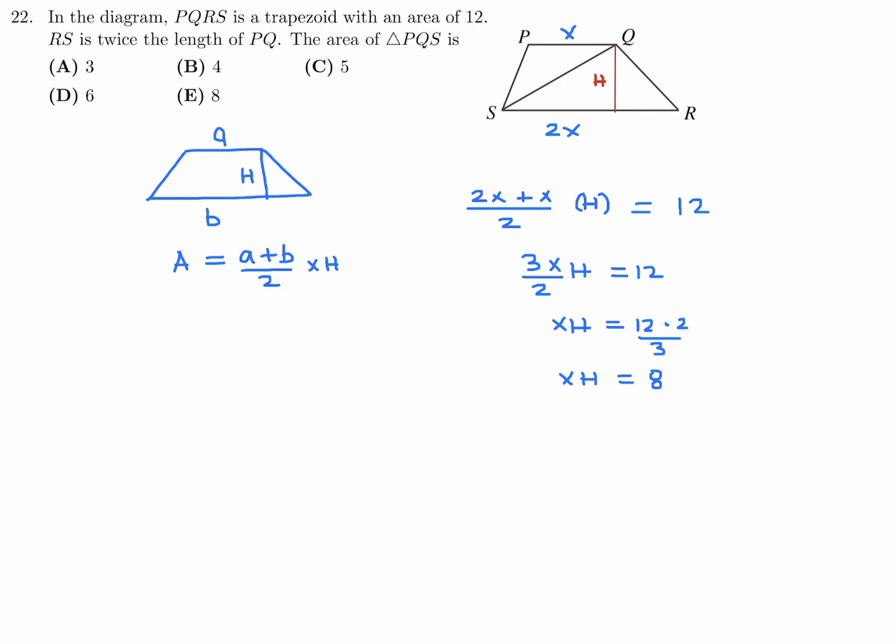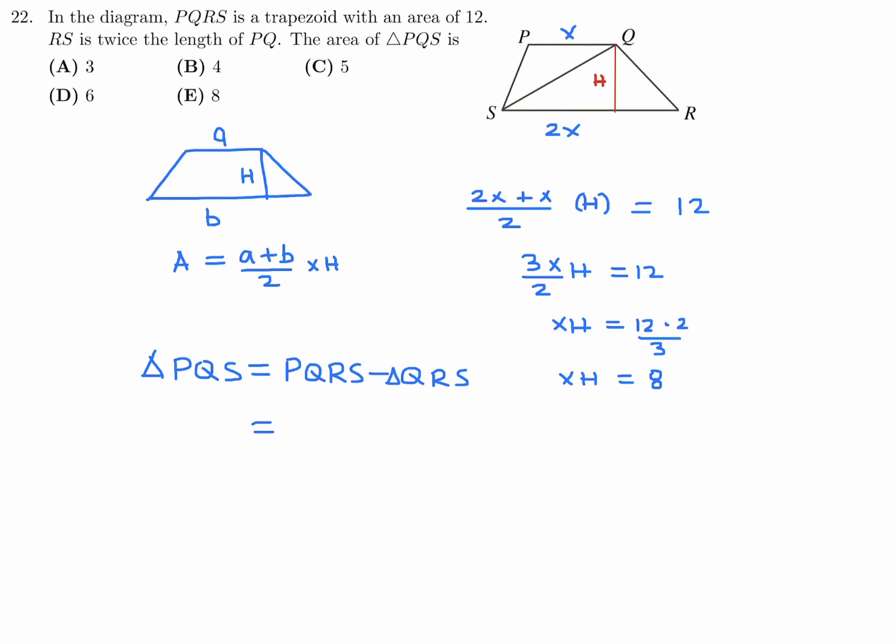And that's about as far as we can go there. Now they want you to figure out the area of triangle PQS. Well, triangle PQS is going to be equal to the full trapezoid, which is PQRS, minus this triangle right there, which would be QRS triangle.